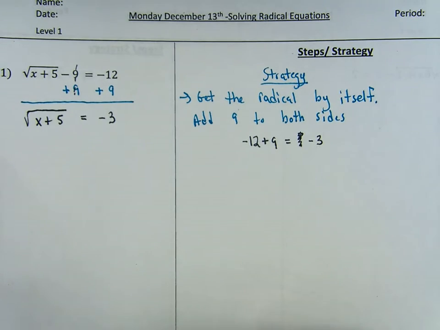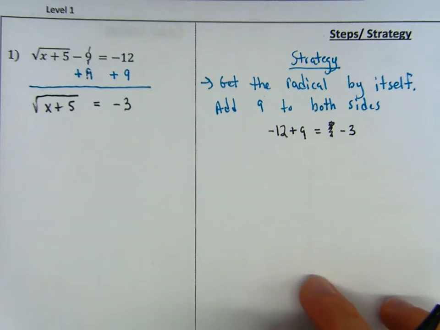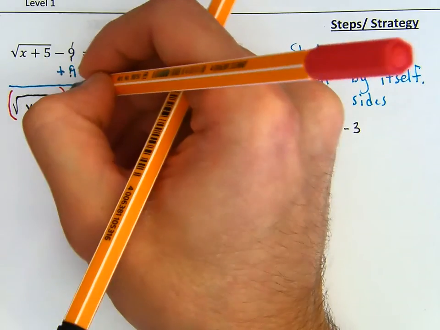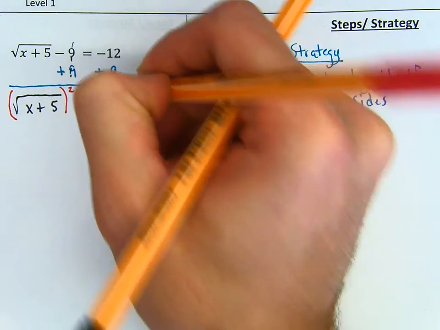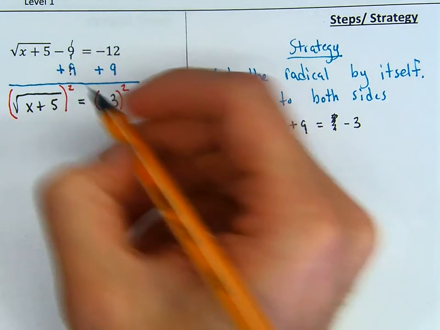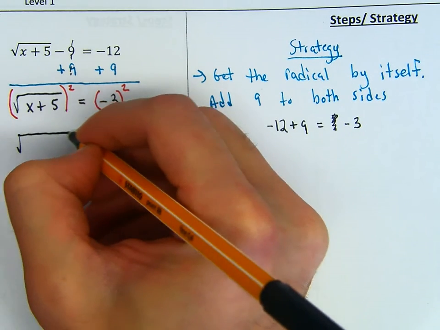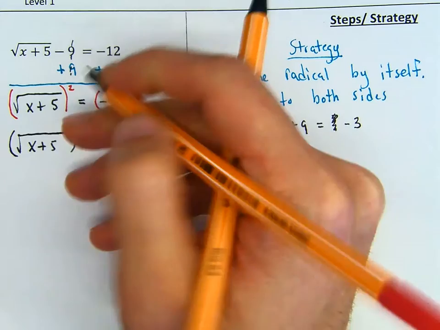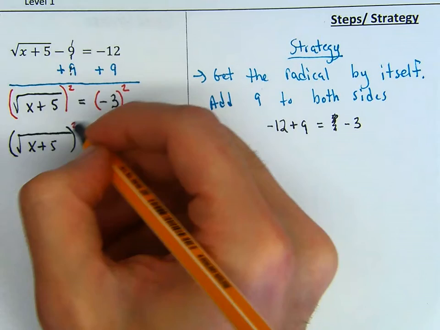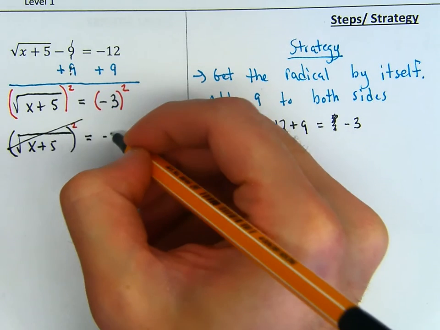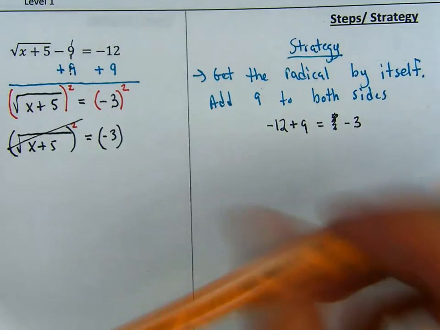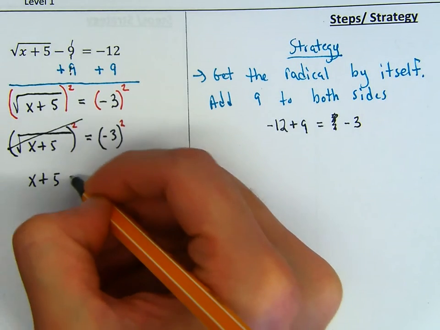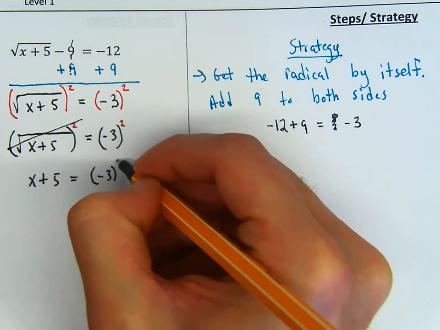So we should have this so far. Now that the radical is by itself, what are we going to do? We're just going to simply square both sides. Let's just take a second. If I square both sides, this cancels, equals negative 3 squared. So then notice I have x plus 5 here, and now I have negative 3 squared.